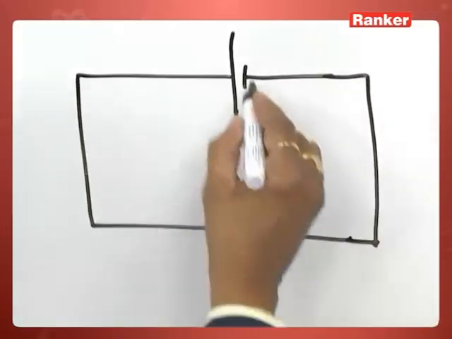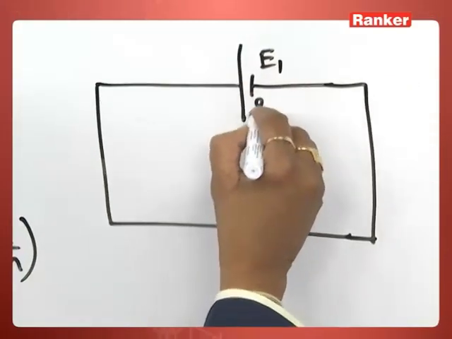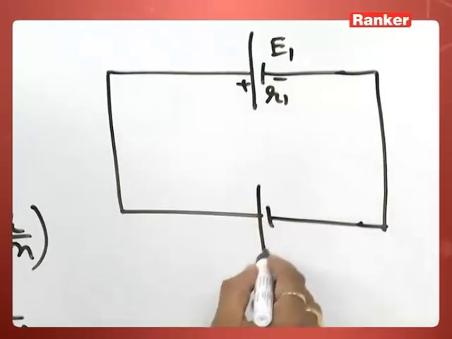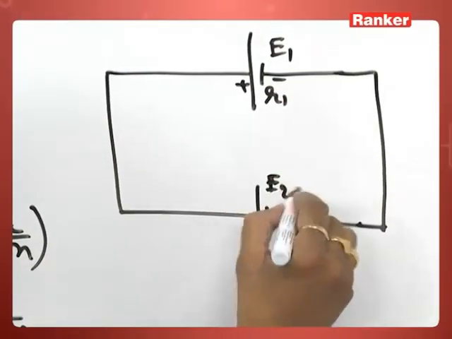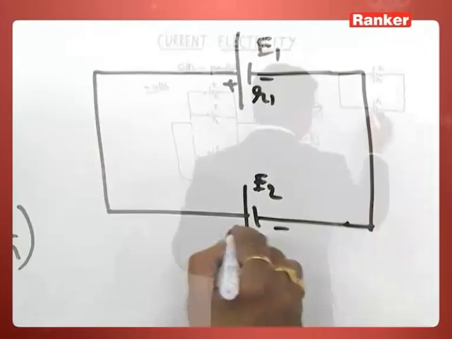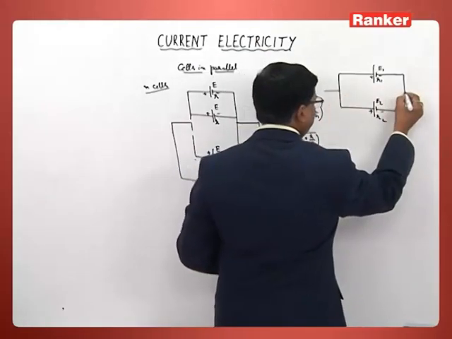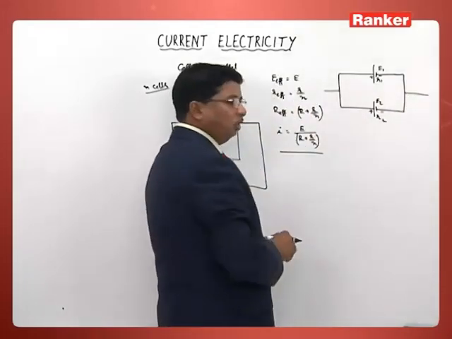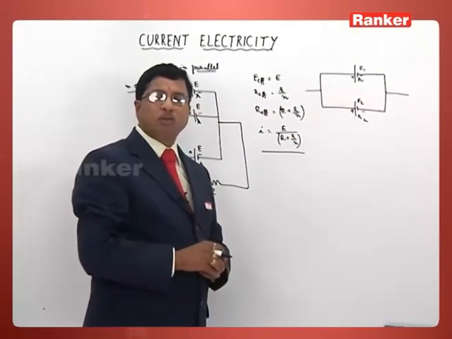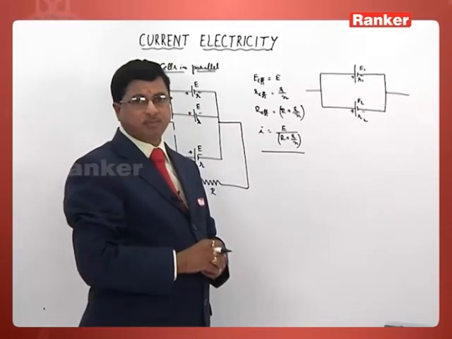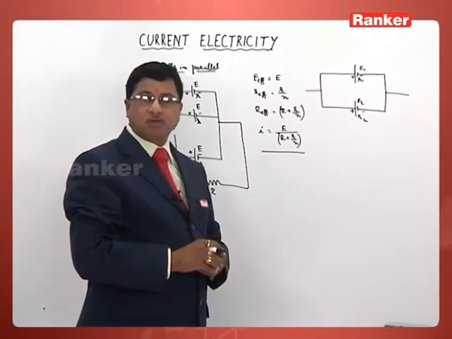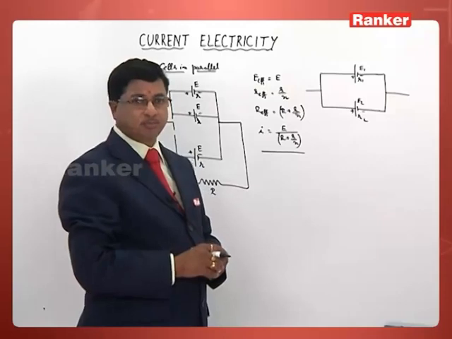But in the same manner, suppose there are two cells which are connected in parallel this way. Its EMF is E1 and internal resistance is R1. Its EMF is E2 and internal resistance is R2. If this is the case, what would be the effective EMF of the system? That also should be remembered.